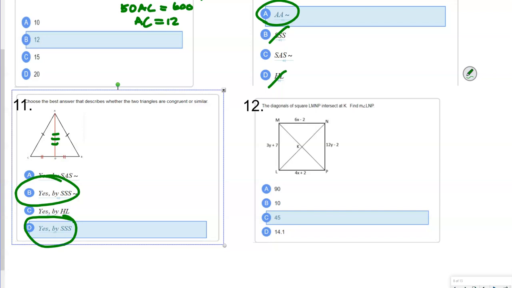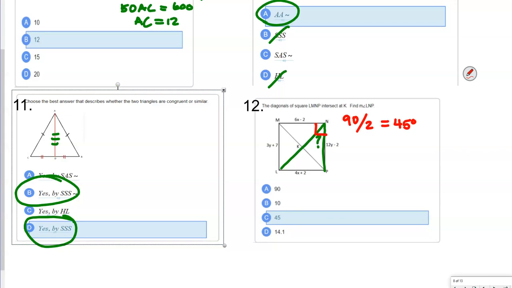So it's asking us to find LNP. This angle right here, LNP. So it's asking us to find that angle right there. Well, this is what you should know about. This is a right angle, right? And then what do the diagonals do in a square? They bisect that angle, right? So if we got 90 and we divide it by 2, that is 45 degrees. Okay, that's why the answer was 45.